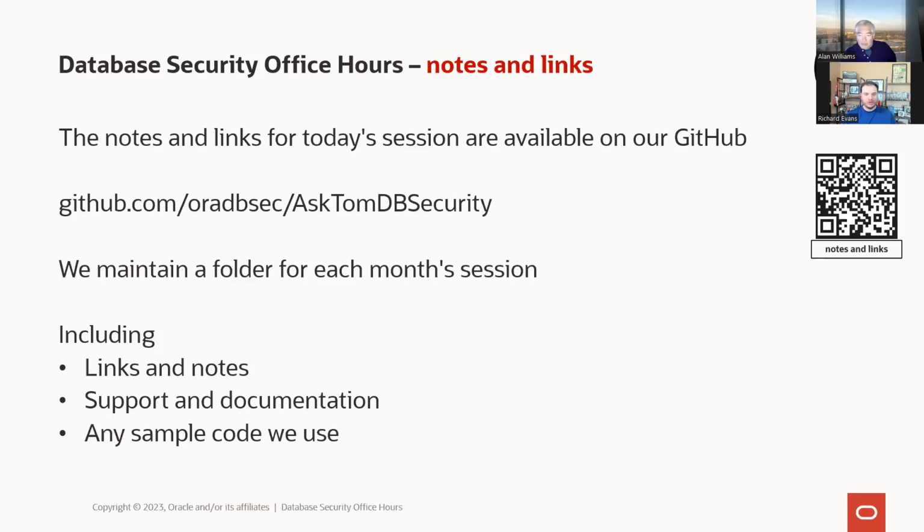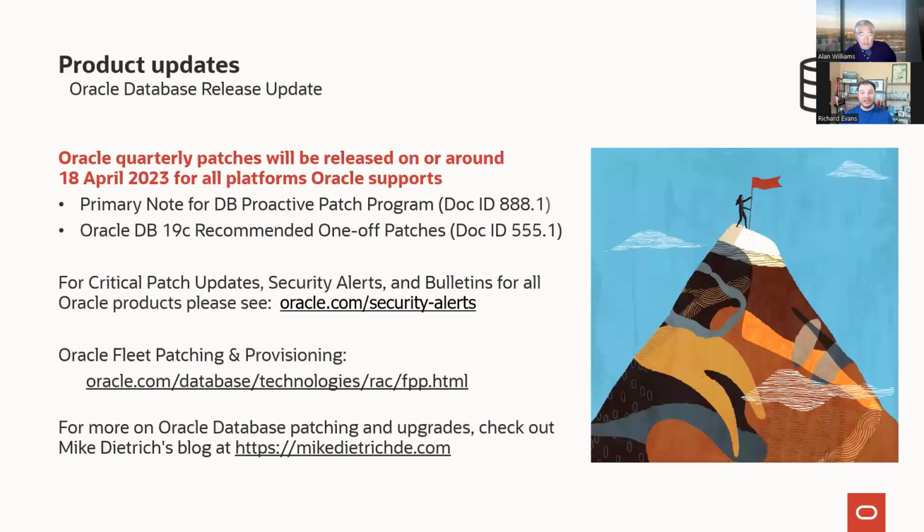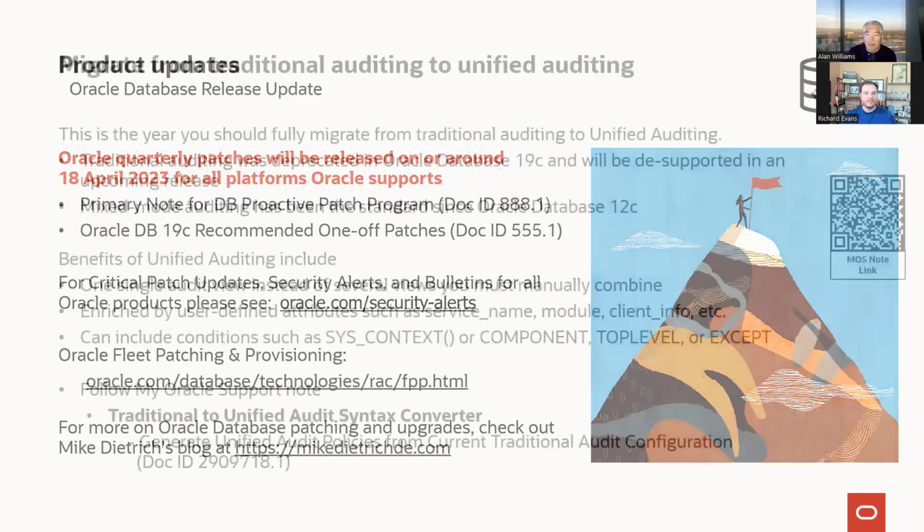As usual, we're going to talk about patches. Quarterly patches get released in the middle of the month. Make sure you're staying up to date as much as possible on these patches. If you're using Real Application Clusters, RAC, then you have the opportunity to use fleet patching and provisioning. So take a look at fleet patching and provisioning as a tool to improve your patching and deployment process within your environment. Check out Mike Dietrich's upgrade blog. Mike always has a lot of good stuff out there on how to patch, how to upgrade, how to stay current, and how to do it in the most effective means.